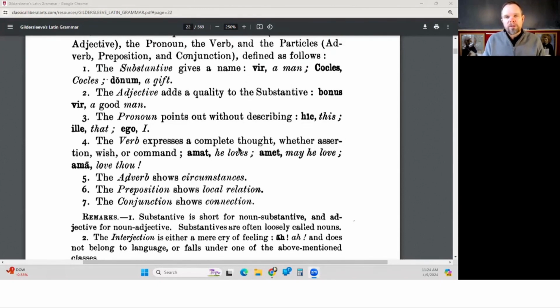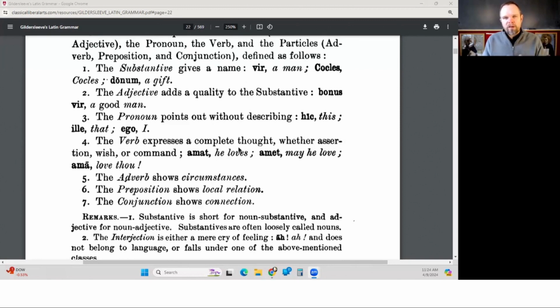The third way is to express a command. If I say, get up, that's not true or false. It's not like an assertion. Get up is a command. It's a different way of expressing an idea. Those are called the moods of verbs, different forms of expression.